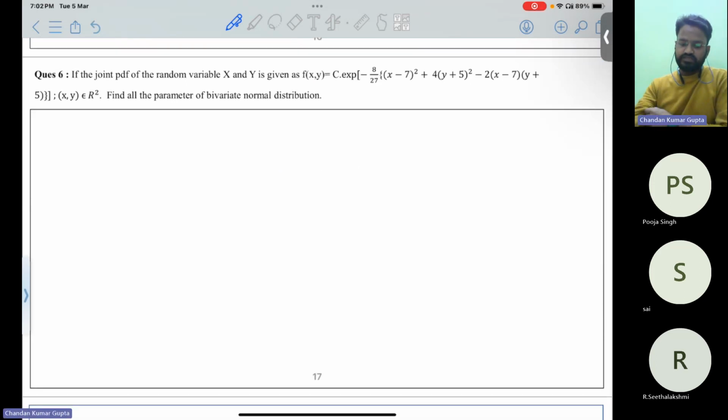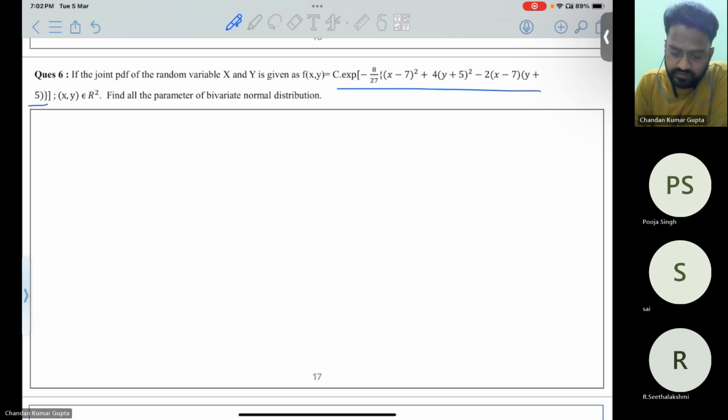The next question is: if the joint PDF of the random variables x and y is given as c times e to the power of something, find all the parameters of the bivariate normal distribution. Okay, it is a bivariate normal distribution, so we need to calculate all the parameters.